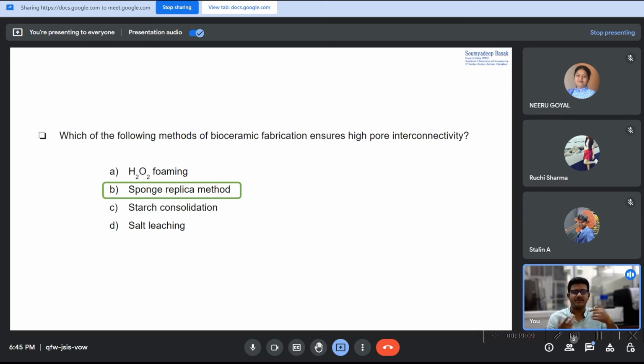Because we already have a material, like a negative of the material that we have to fabricate, we are just pouring a certain mixture and heating it up. So the connectivity of the whole material is there. We cannot get much more interconnected porous structure than the sponge replica.